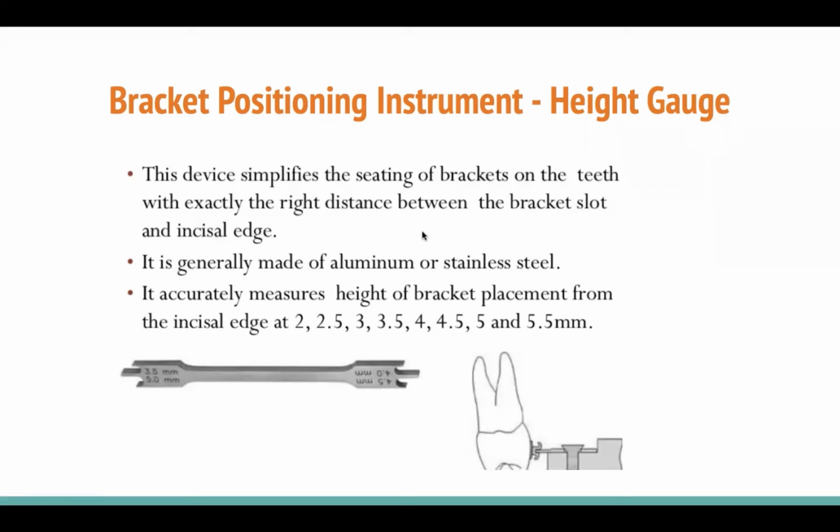device simplifies the seating of the bracket on the tooth with exactly the right distance between the bracket slot and the incisor edges. It is generally made of aluminum or stainless steel. It accurately measures the height of the bracket placement from the incisor edge. Okay, so you have all the options, and you choose which option you want to use.